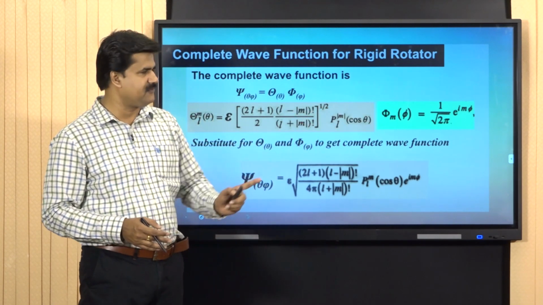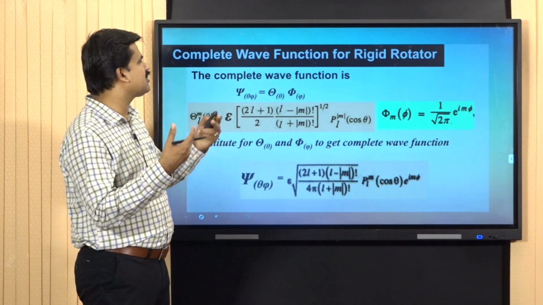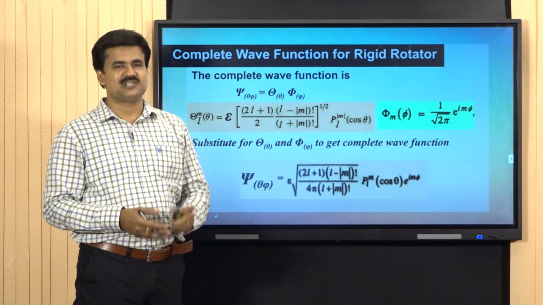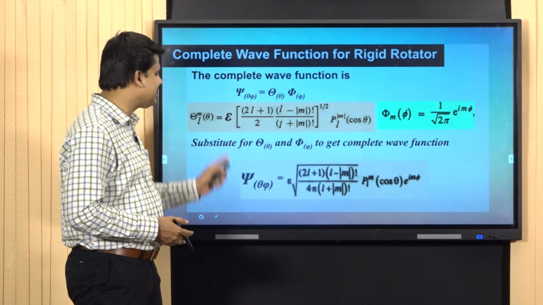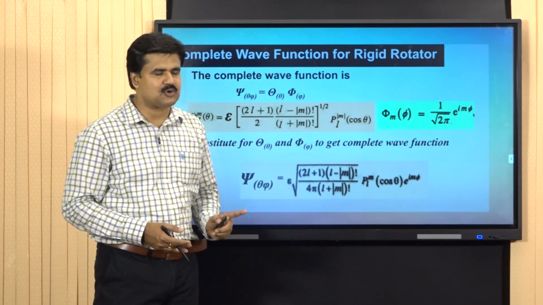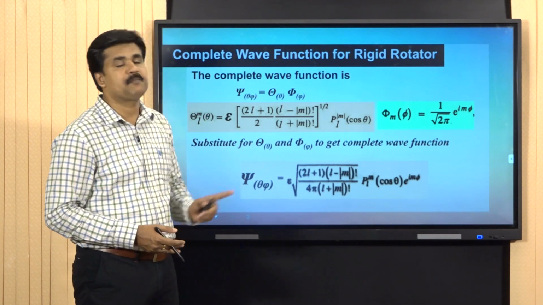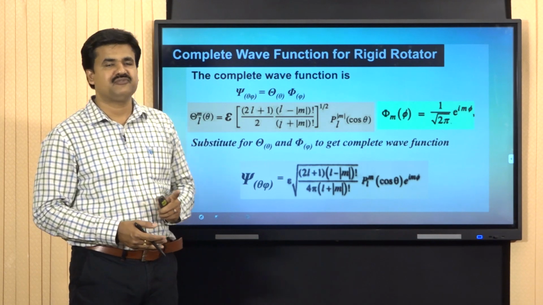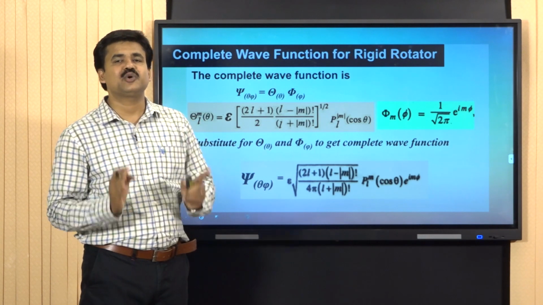Hence I put phi m phi equal to 1 by root of 2 pi into e raised to i m phi. When taking the product of these two functions, we get the complete wave function of the rigid rotator. The complete wave function is given by the expression psi of theta phi equal to epsilon into under root (2L plus 1)(L minus modulus of m) factorial divided by 4 pi (L plus modulus of m) factorial, into PLM cos theta into e raised to i m phi. This is the complete wave function of a rigid rotator.